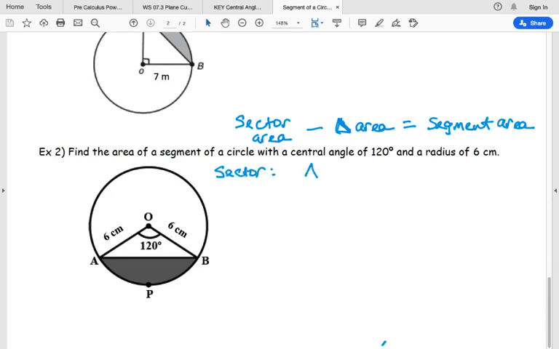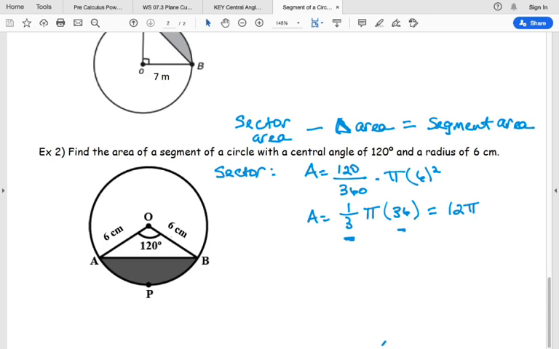So area will equal theta, which is 120 over 360 times pi and my radius squared. My radius is 6. So 120 over 360 is 1/3 times pi. 6 squared is 36. When I do 1/3 times 36, I get 12. So it's going to be 12 pi.